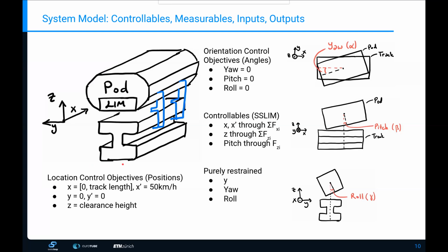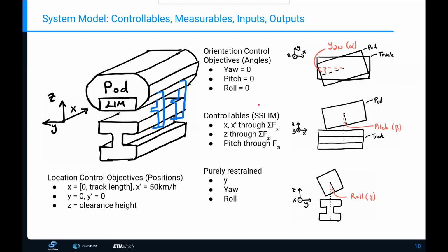Of course, as the air gap decreases, the forces increase, but there has to be some mechanical clearance as well. On the right-hand side, I also defined some angles. The yaw angle is when you're looking at the assembly from the top, and the pod is kind of skewed towards the left or the right. The pitch angle is when you're looking at the system from the side, and the pod is on an incline. And the roll angle is when you're looking at it from the front, and the pod is kind of tilted in this way. Of course, we want all of these angles to be 0. So this is our control objective for our angles.